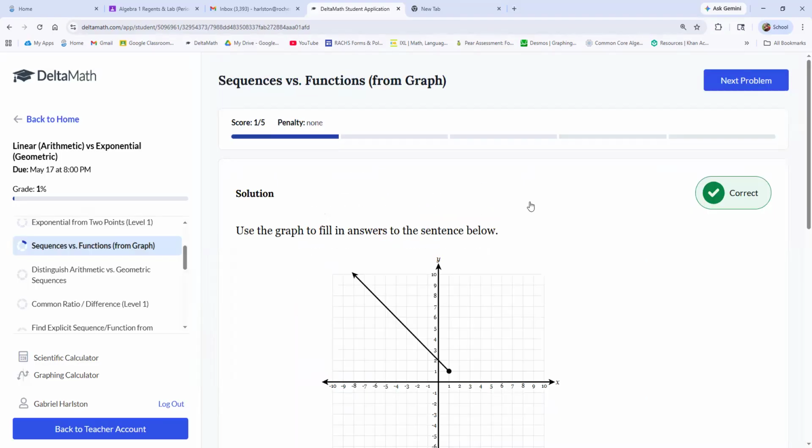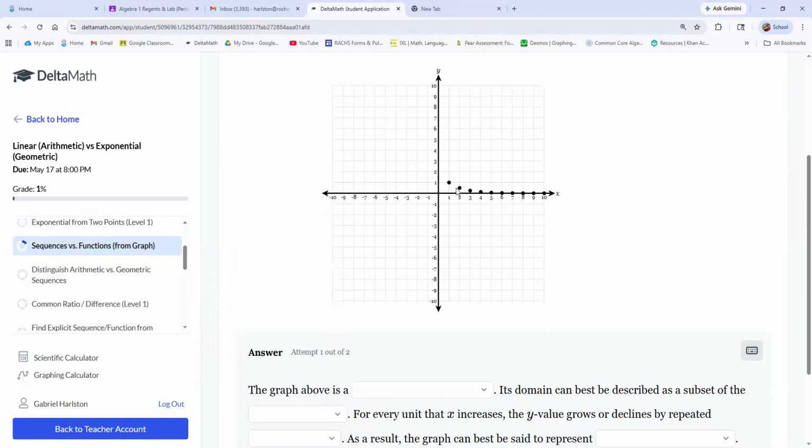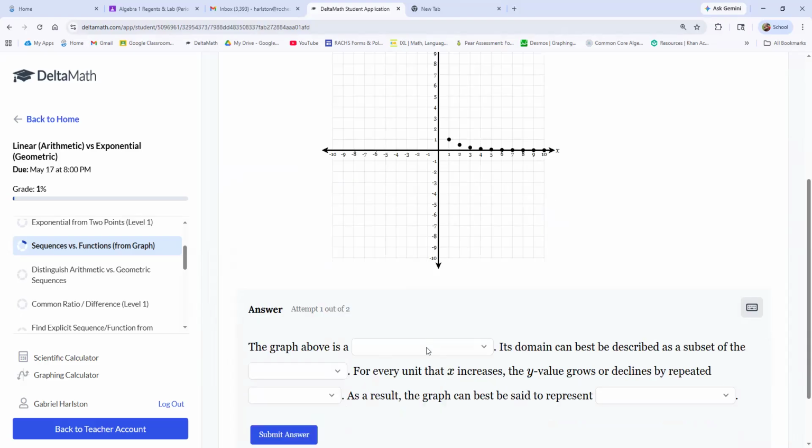Now, next problem. You can see that this is a bunch of discrete points. And it would be nice if there was one more over here, but it's not. So we can see that it's going down. It's definitely not linear. So we're going to say this is discrete. This is not continuous. This is discrete. And it looks like it's whole numbers. So it's 1, 2, 3, 4, 5. So this is definitely a sequence.